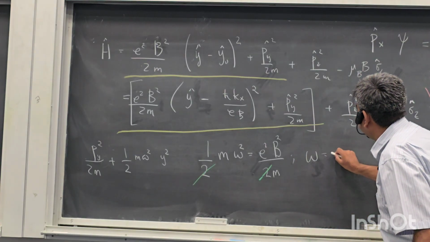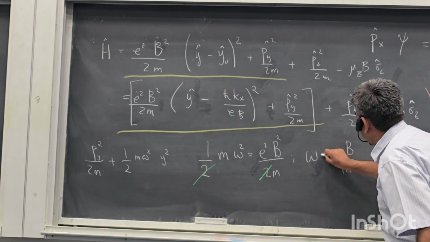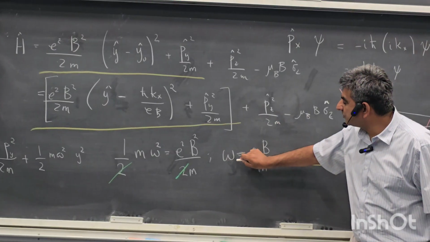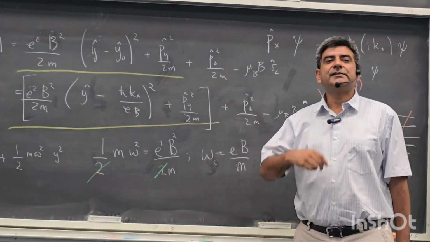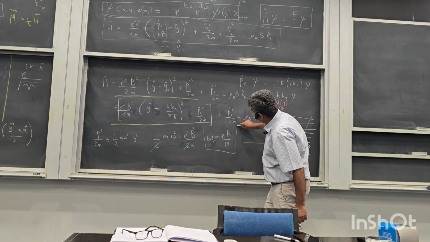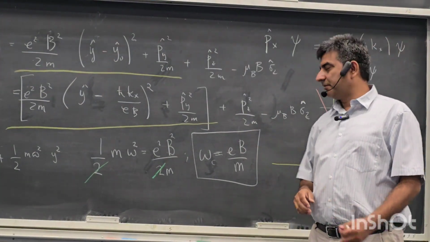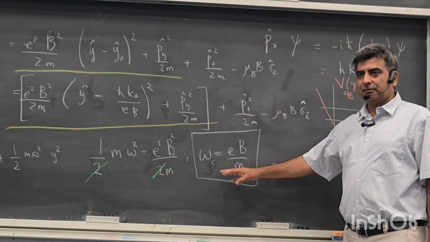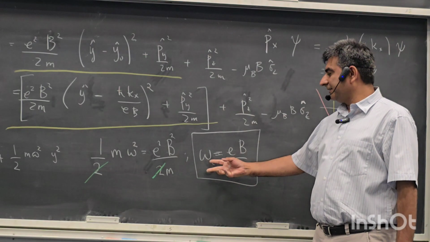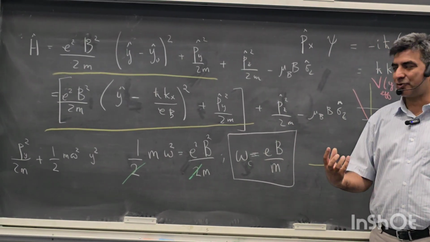Omega turns out to be EB over m. Correct? Let's call this omega, omega c, the cyclotron frequency. Why am I calling this the cyclotron frequency? So EB over m is omega c. This has dimensions of frequency. Let's call it the cyclotron frequency.